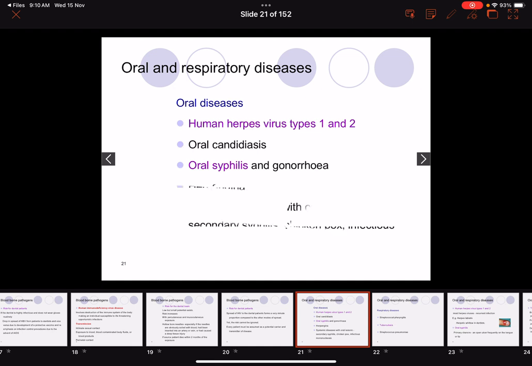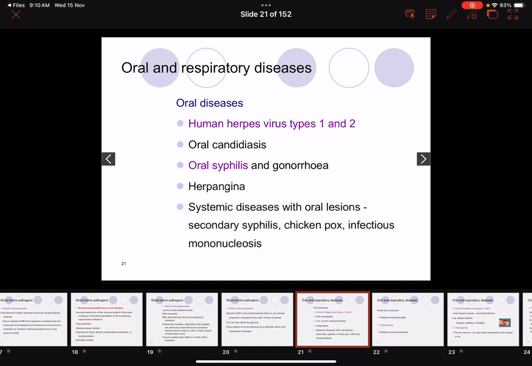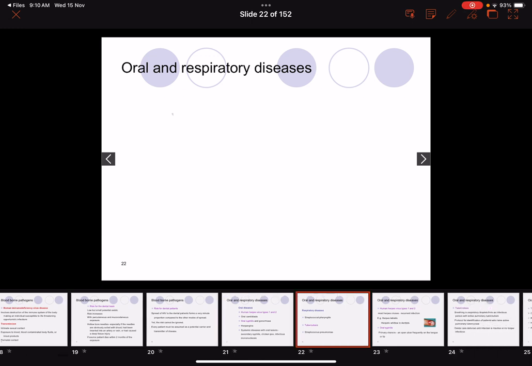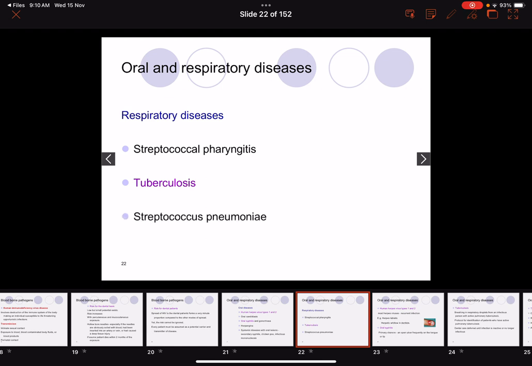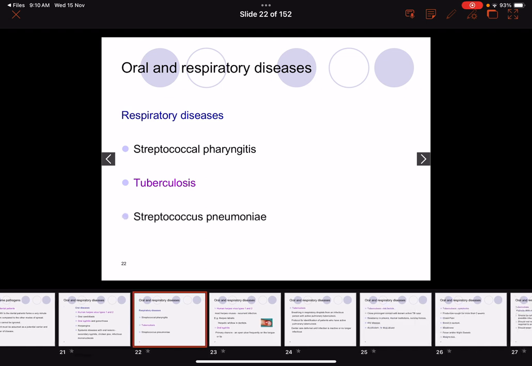Oral diseases include human herpes virus types 1 and 2, oral candidiasis, oral syphilis, and gonorrhea, herpangina, and systemic diseases with oral lesions. Respiratory diseases include streptococcal pharyngitis, tuberculosis, and Streptococcus pneumoniae.